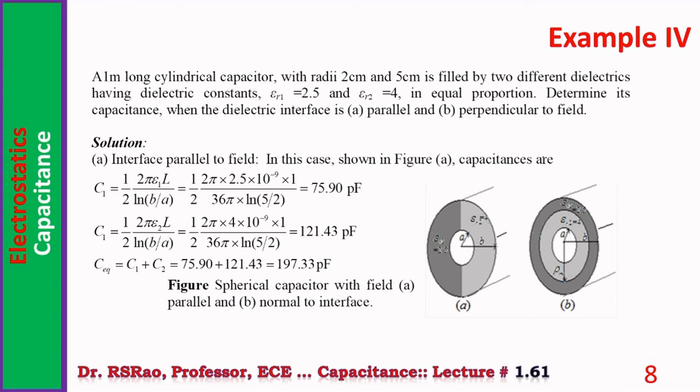Now we consider another problem, example 4. A 1 meter long cylindrical capacitor with radii 2 cm, 5 cm is filled with two different dielectrics having constants 2.5 and 4 in equal proportion. Determine its capacitance when the dielectric interface is parallel and perpendicular to the field. First we consider the parallel situation. It is depicted in A. Left half is filled with one dielectric, right half is filled with another dielectric. Capacitance of the left half dielectric is C1. Capacitance of the right half is, let us say, C2.